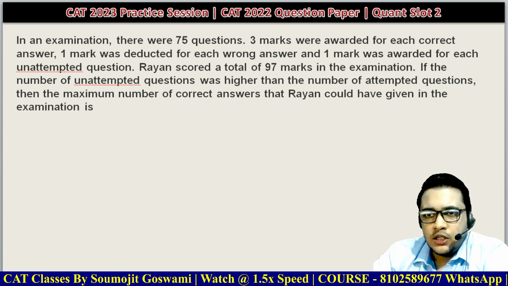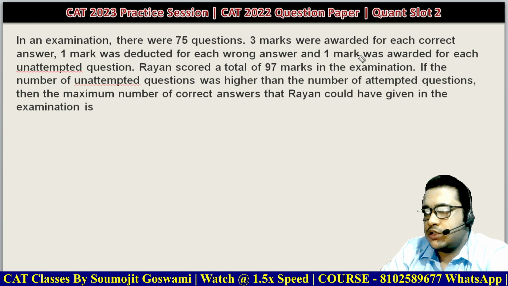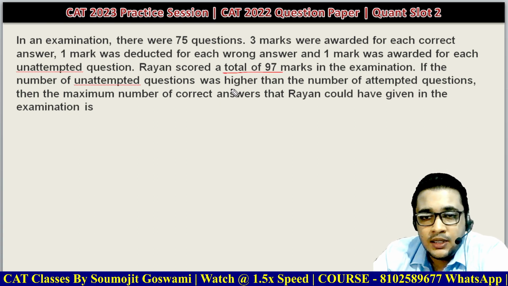So the question says that in an examination there were 75 questions, 3 marks were awarded for each correct, 1 mark was deducted for each wrong, and 1 mark was awarded for each unattempted question. Ryan scored a total of 97 in the examination. Now this basically should tell you that if the person is scoring 97 and he would have gotten 75 just by leaving all the questions unattempted, that means he is attempting a few questions. These are the inferences that you have to keep on drawing.